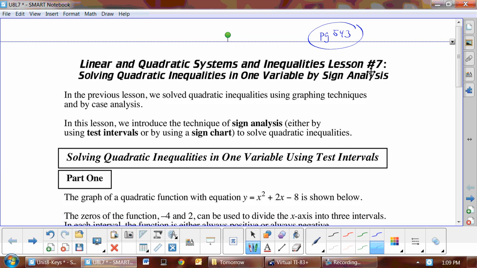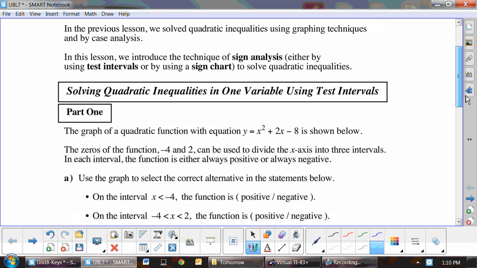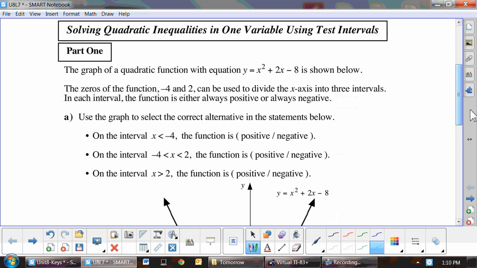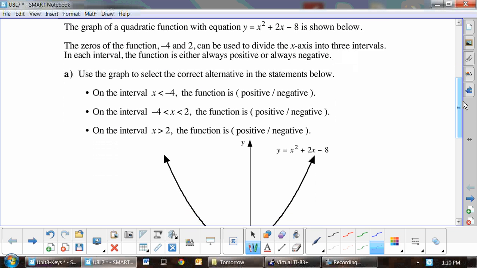Okay, so today, lesson number 7. When we are doing sign analysis, we're doing things kind of similar to case analysis. Personally, I find sign analysis a little bit easier, but not everyone will find it easier.